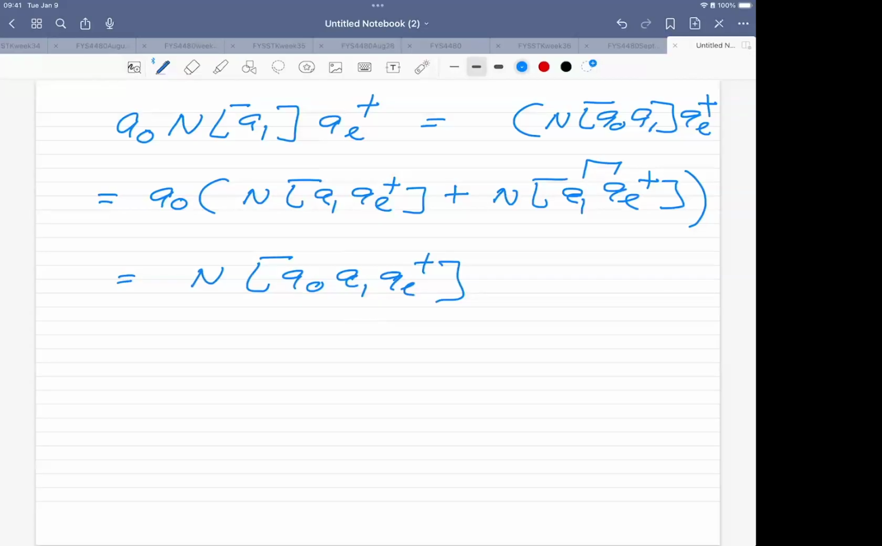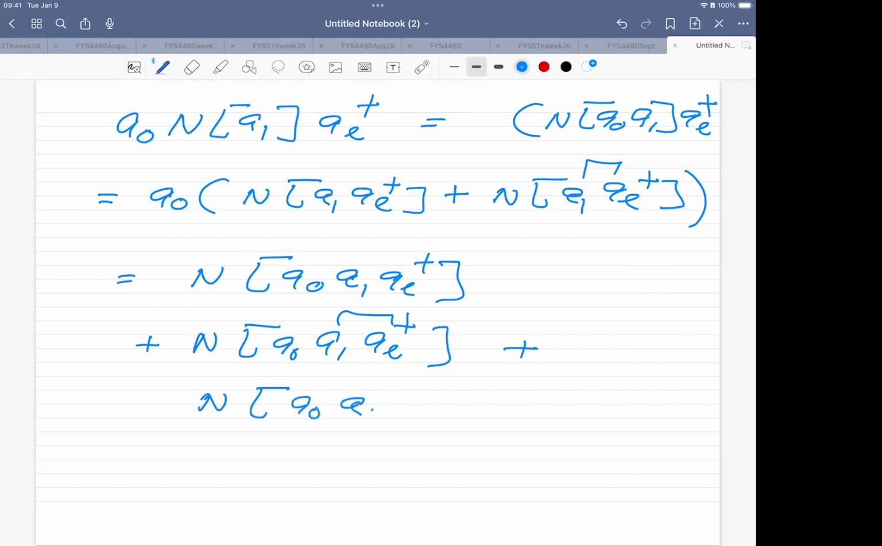Let me see now what I did. Yeah, plus. And then I have my A0, A1, AL dagger, plus N, A0, A1, AL, and where we have this contraction coming in.